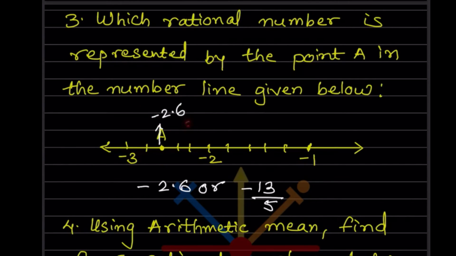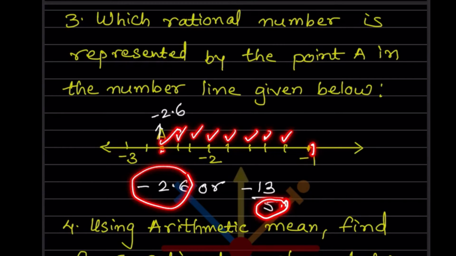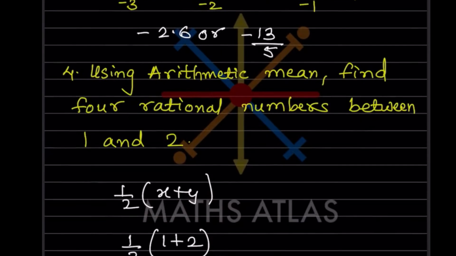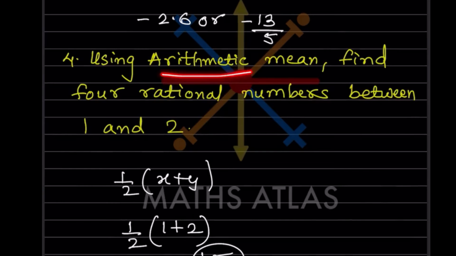And this can also be written as follows. Suppose we start counting from 0 somewhere: 1, 2, 3, 4, 5, sorry, this will be 5, 6, 7, 8, 9, 10, 11, 12, and 13. So 13 parts, and 5 divisions. So we can also write this as minus 13 by 5. Either you write minus 2.6, or it can also be written as minus 13 by 5. Both are the same.